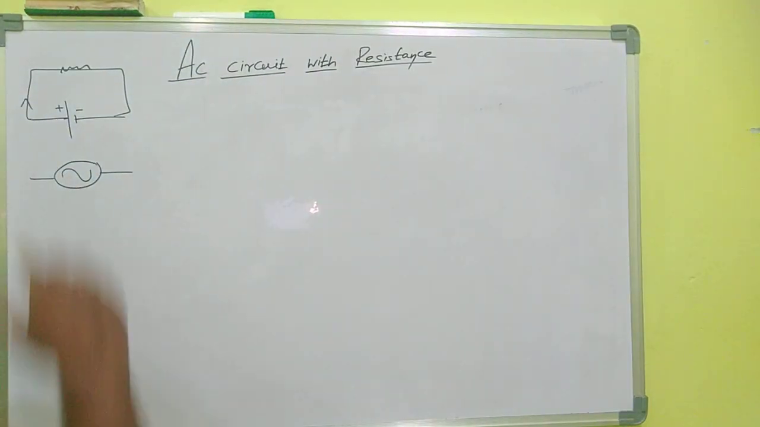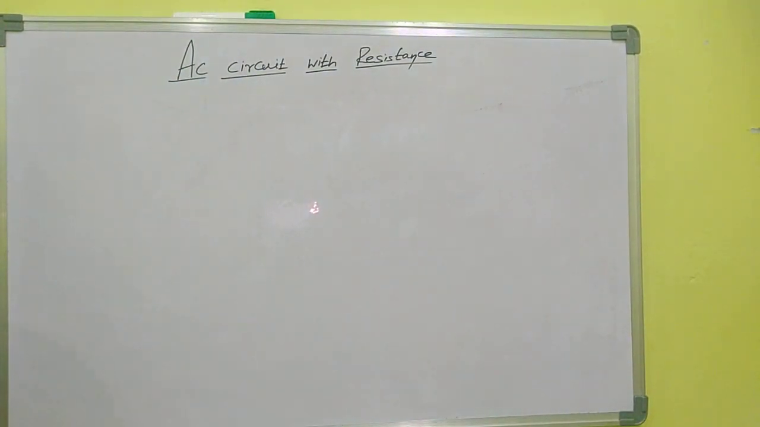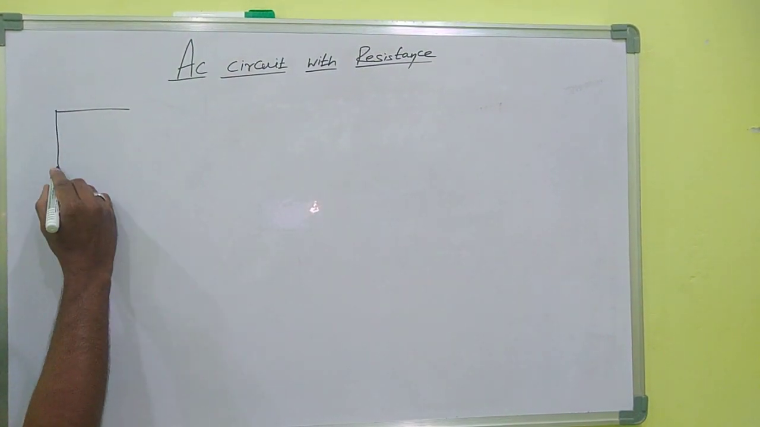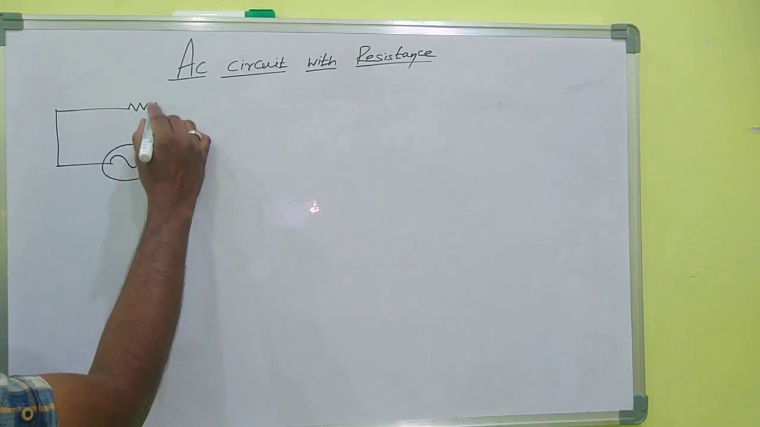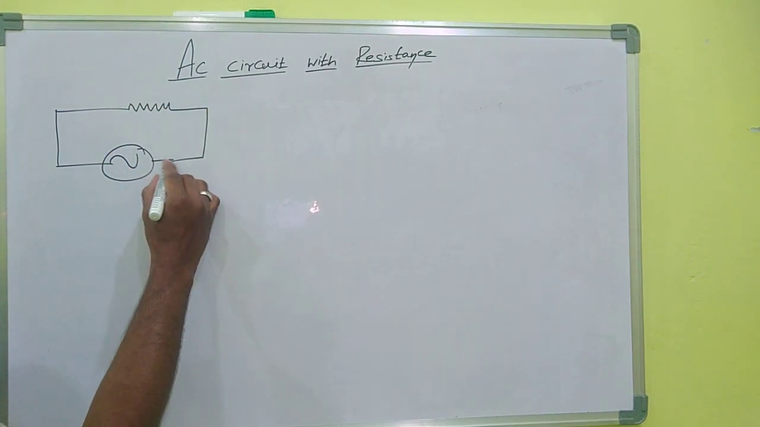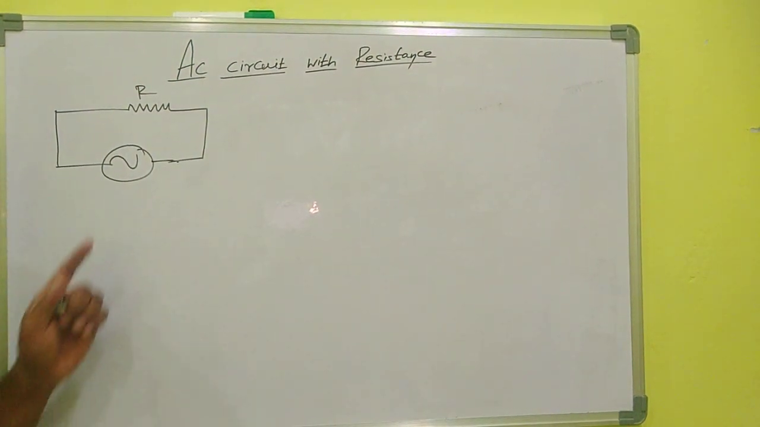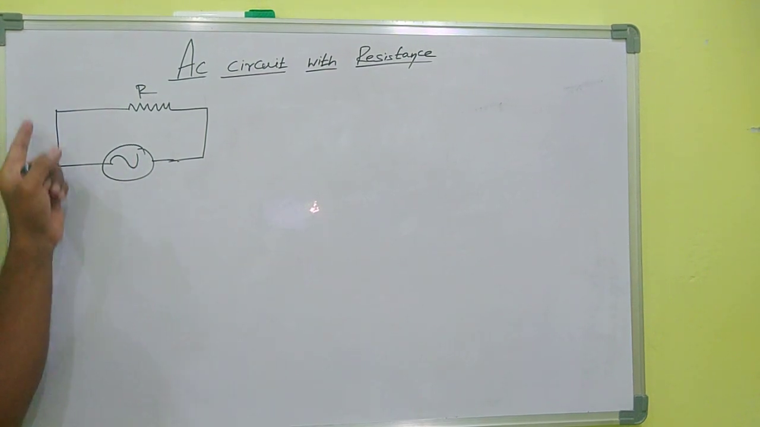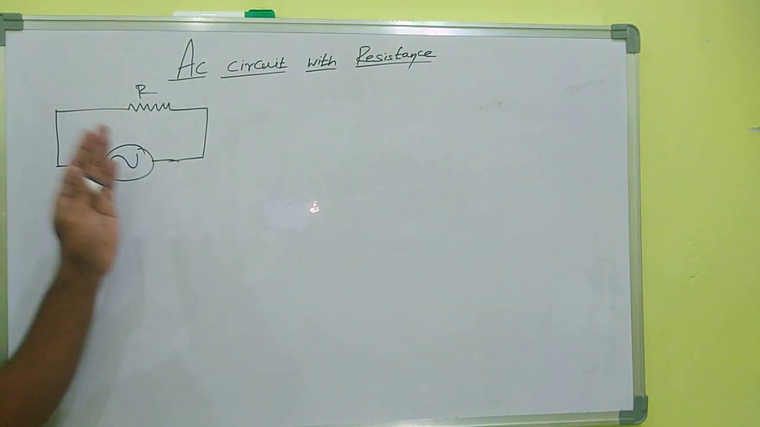Now let us consider an alternating source of voltage, which is connected across a resistor of resistance R. This is the symbol for an alternating source of voltage, connected to a resistor of resistance R. Here arrowheads are not used because this is alternating current.